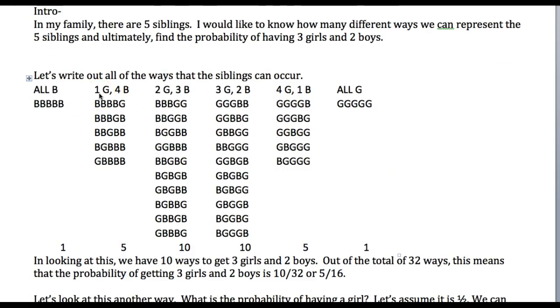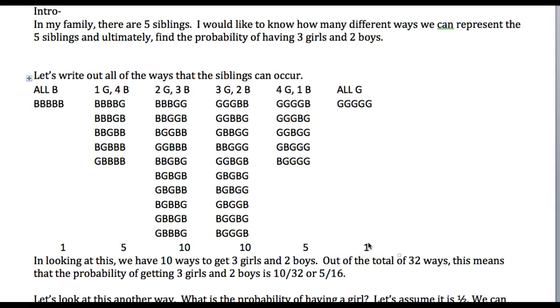Let's write out all the ways that the siblings can occur. So what we do is we take that, there's 5 situations. I could go boy, boy, boy, boy, boy, all in a row. And then I could have 1 girl, I could have 2 girls, I could have 3 girls, and I write out all the possibilities of all these situations. Now if you notice, how does this turn out? 1, 5, 10, 10, 5, 1.